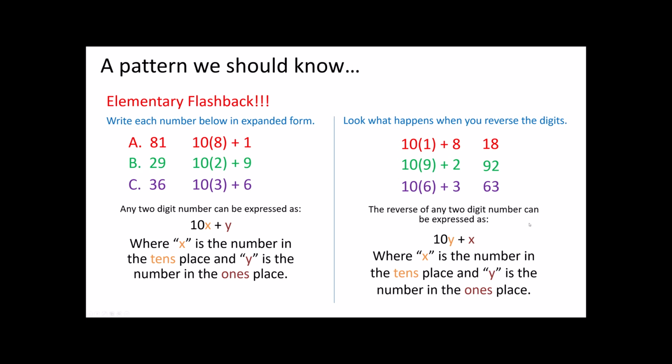The reverse of any two-digit number can be expressed as 10 times the number in the ones place plus x, the number in the tens place. You might want to pause the video and look back at this and make sure that makes sense. If over here 3 is x and 6 is y, 10 times x plus y, or 10 times 3 plus 6, gives me 36. But 10 times the 6 plus the 3, 10 times the number in the y position plus the number in the x position, gives you the reverse.